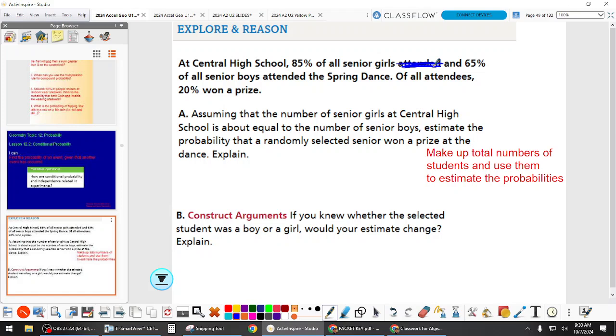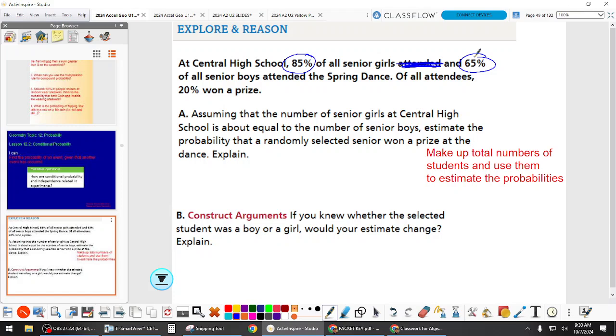Okay, so big question first. Well, let's make sure everybody's clear. This is a fair bit bigger than that, right? So there's more girls at this dance. It says, of all attendees, 20% won a prize. Assuming that the number of senior girls and boys are equal, estimate the probability that a randomly selected senior won a prize. So let's do that one in a second.